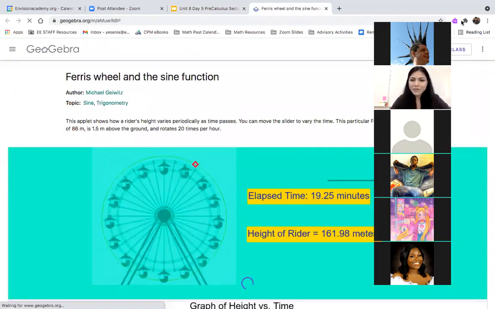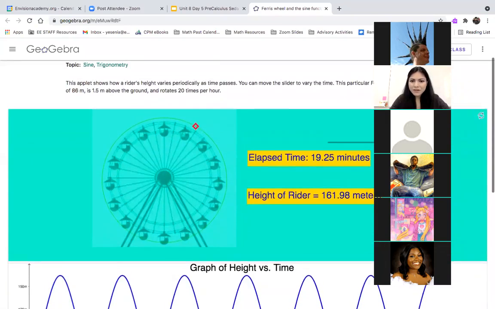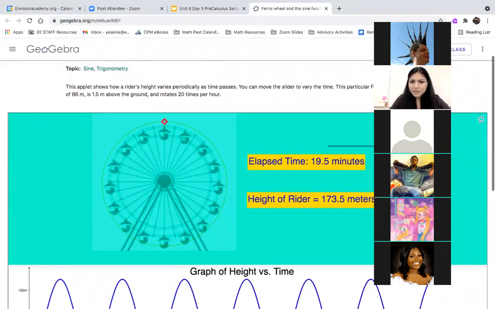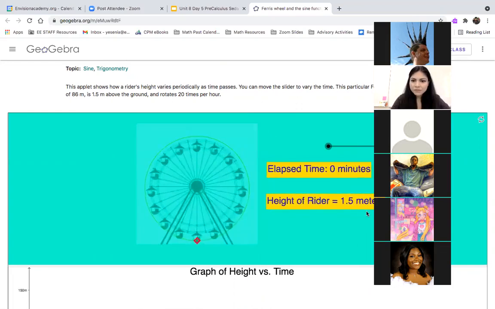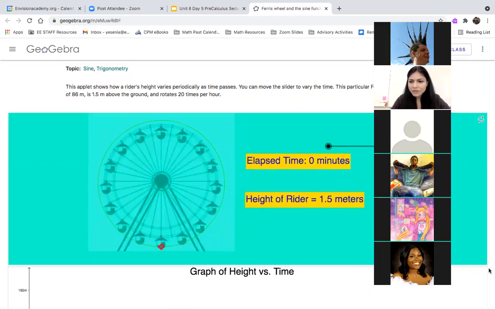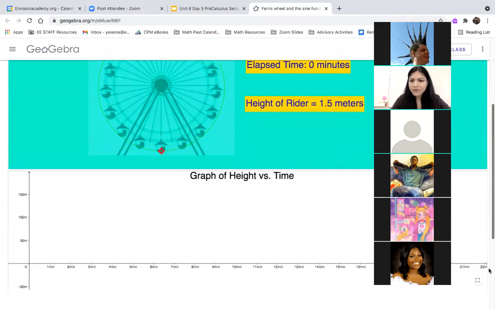Okay, y'all. So take a look. When you open up this little thing I just shared with you, you have this cool Ferris wheel app, I guess you could call this. I'm going to move this all the way to 0 minutes. Initially you're not at a height of 0. You're at a height of 1.5 meters. You probably have to stand on something to get onto the ride itself. So that's okay.